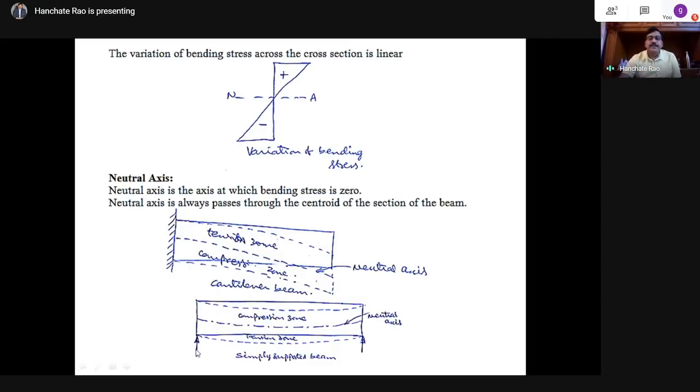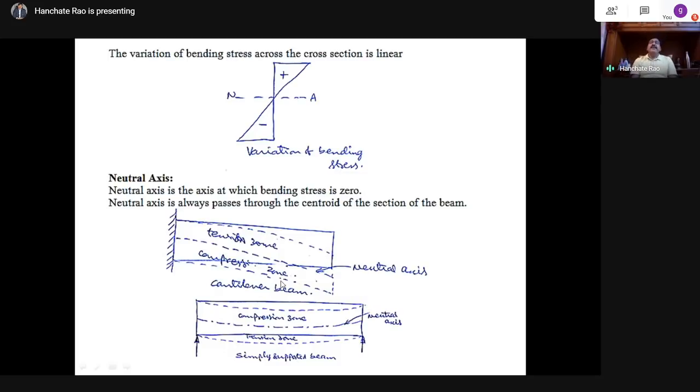So if you take a simply supported beam subjected to downward loading, it sags. Because of sagging, below the neutral axis we call it the tensile zone, and above the neutral axis we call it the compression zone. So whenever you design a simply supported beam, tensile stresses will be developed below the neutral axis, and compressive stresses will be there above the neutral axis.